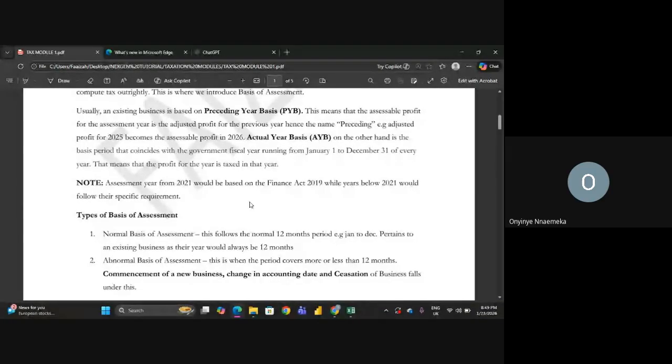But just note that from 2021 above, 2022, remember what is there is an assessment year, not accounting year. Remember, that's if you are talking about the tax year, not accounting year.